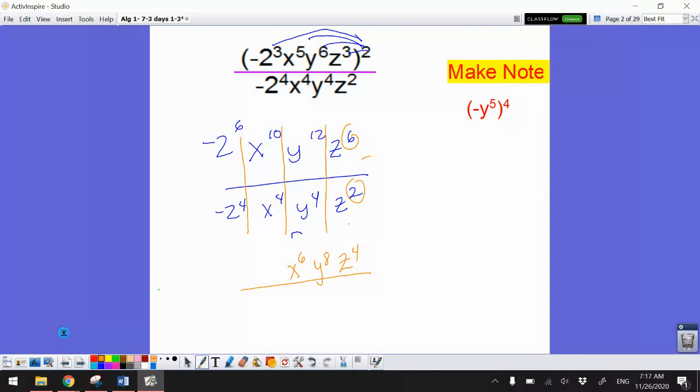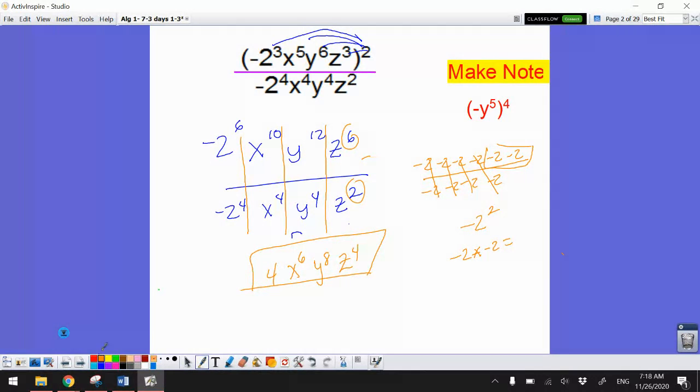And then I need to look at the 2's. I need to remember that when I have any base, the base is not going to change. If this is -2 to the 6, that means I have 6 -2's: 1, 2, 3, 4, 5, 6. And on the bottom, I have 4 of them. I know that the same thing on top and bottom means they're gone. So what am I really left with? I'm left with 2 -2's, so that would be -2 squared. Well, -2 times -2 is +4. So I can simplify this to 4, x6, y8, z4.